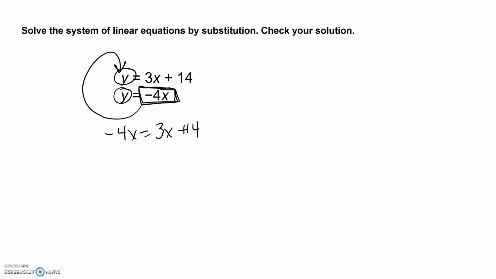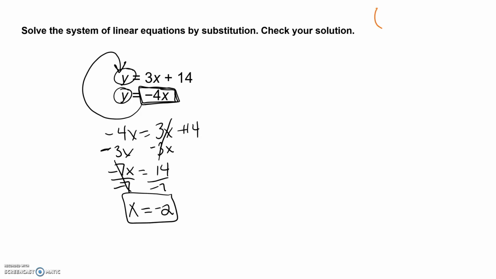Okay, now we have all x's in our equation, and we need to solve for x. So how would I get that 3x over to the other side? It's a positive 3x, so I'm going to subtract 3x from both sides. So I have negative 4x minus 3x, so negative 7x equals 14. Okay, now I need to get my x by itself, so let's divide on both sides by negative 7. So x is negative 2.